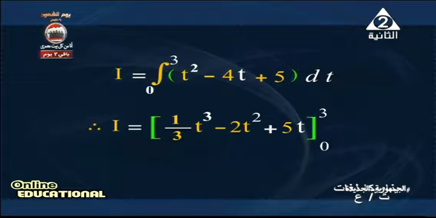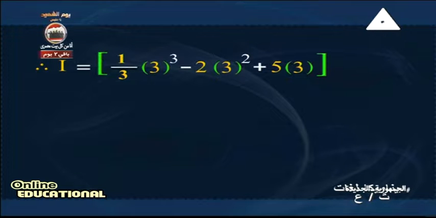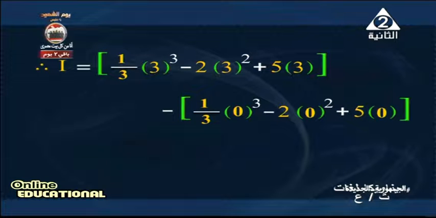We can substitute and calculate the magnitude of I. I equals (1/3)(3³) − 2(3²) + 5(3), minus (1/3)(0³) − 2(0²) + 5(0). Then we can use the calculator. Then I equals 6 Newton seconds.